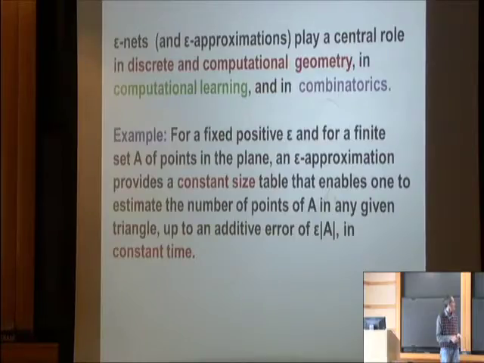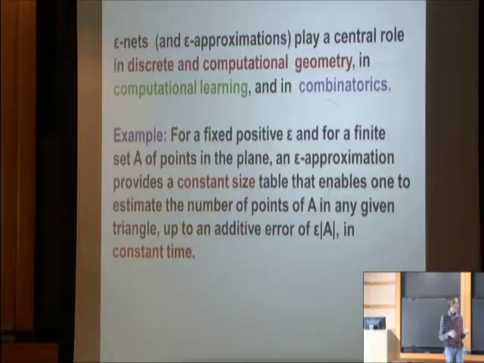So these things are useful, and I'll just describe one example. These epsilon nets and epsilon approximations have a lot of applications in discrete and computational geometry, in computational learning, in combinatorics, in probability, and in other areas as well. Let's just see one example. It's a very naive example, but I think it explains why something like that could be useful.